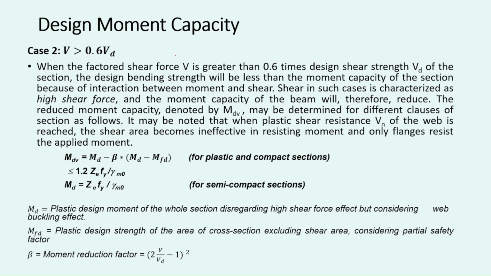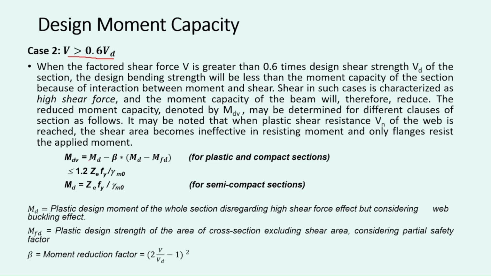So, what if it is high shear force? So, my V is more than 0.6 Vd. In this case, the code says that the design bending strength that we calculate should be reduced by a factor. Why should it be reduced by a factor? Because this is a high shear force. If my shear force is more than 60% of the design shear strength of the beam, then that shear force will interfere with the bending moment, and the code suggests we reduce the design bending moment.